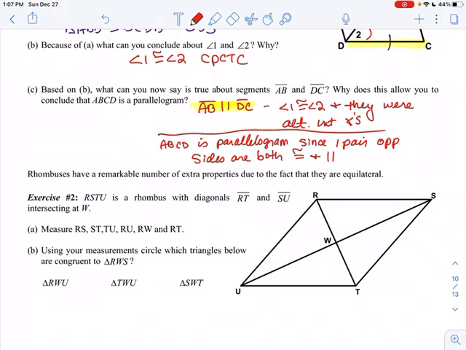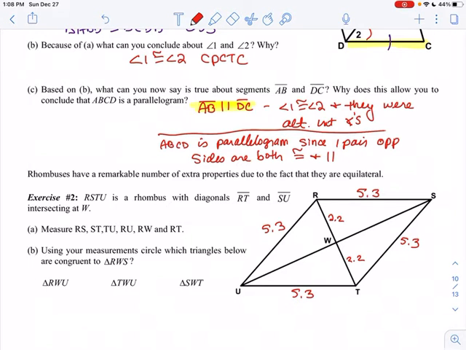All right, so I know this is a rhombus, and I have diagonals RT and SU. So I measured this. This was 5.3. This was 5.3. All sides are congruent, so they all have to be 5.3. This was 5.3. I also measured this. RW is 2.2, and this was 2.2. And I think that's all they had me measure.